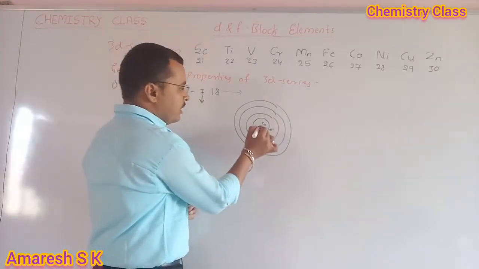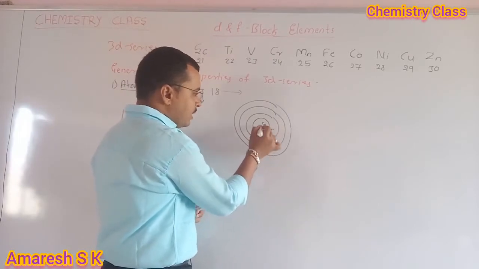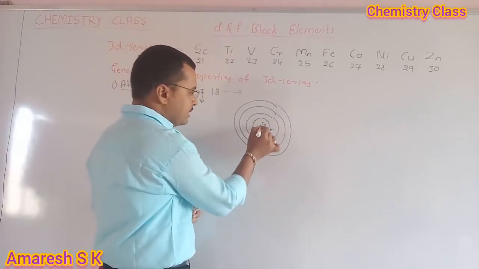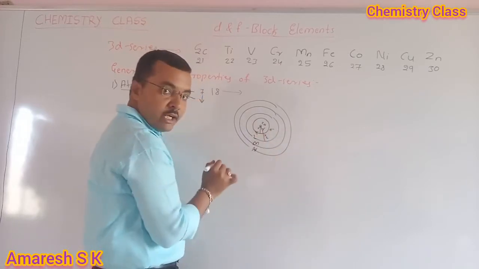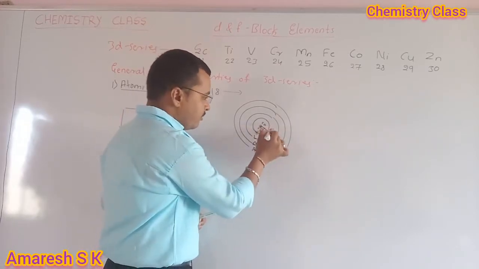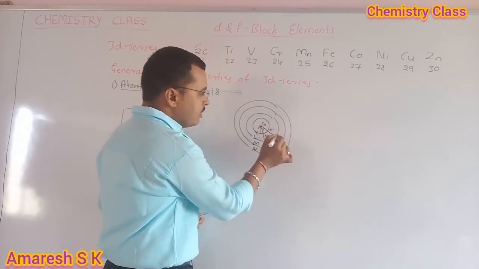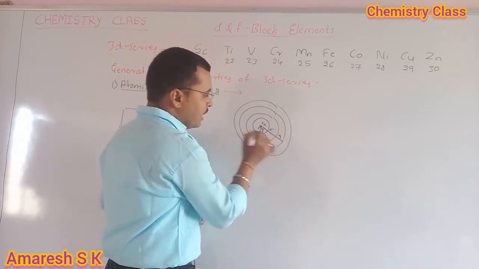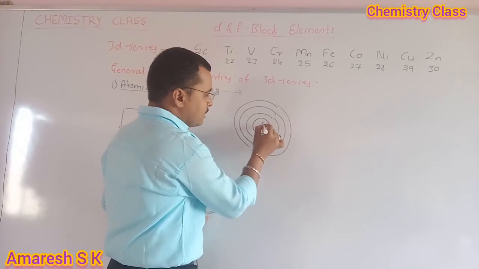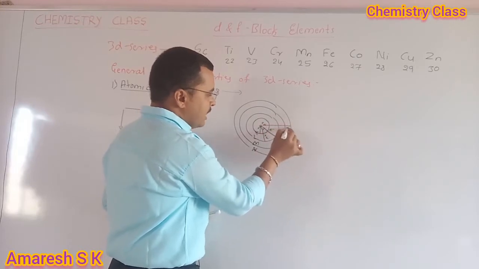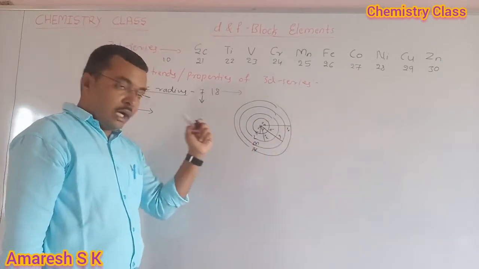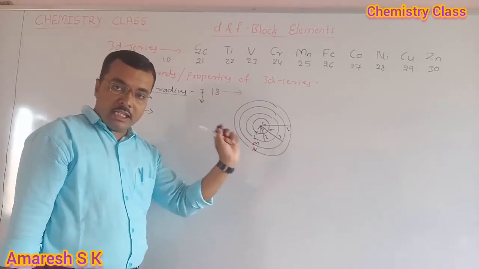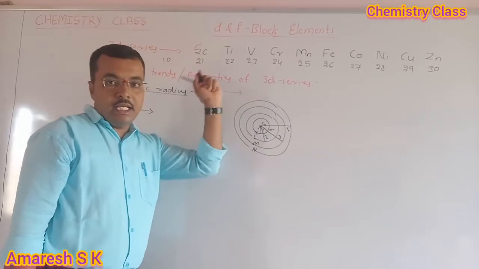Then from this nucleus to the first orbit, this is the first atomic radius. From the nucleus to the second orbit, this is the second atomic radius. Then nucleus to the third orbit, this is the third atomic radius. Next, nucleus to the fourth orbit, this is the fourth atomic radius. Like this we can identify the atomic radius for each element and each atom.